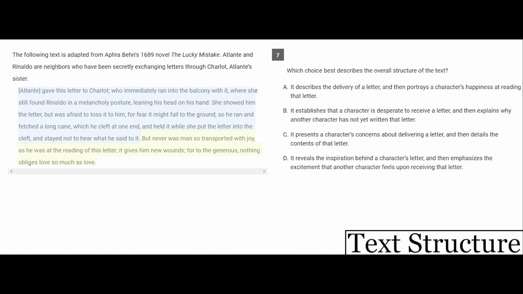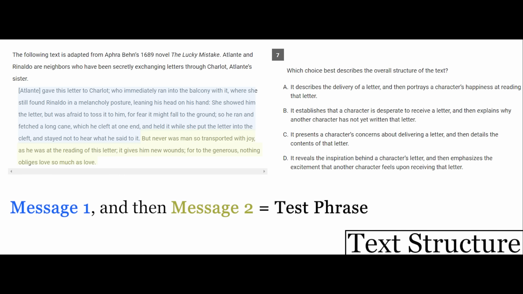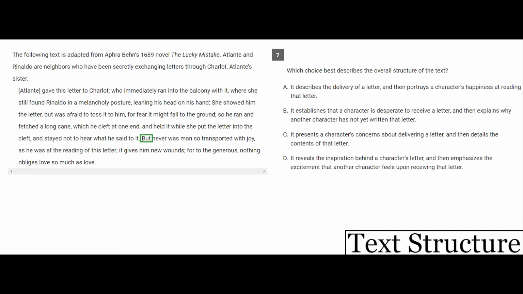The next step is to summarize the main message in each segment of the text. Then combine these into a one-sentence summary and use it as a test phrase against the answer choices. A final tip is to pay attention to any transition words to identify a shift in the text's direction.